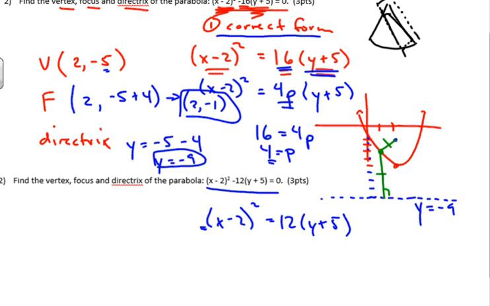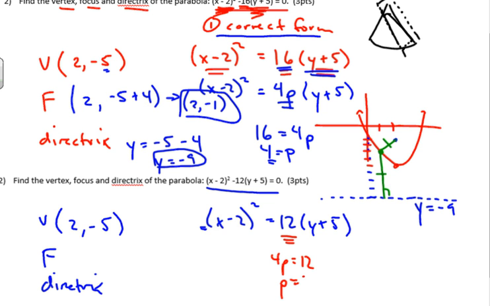Now from here, we can find our vertex. We have (2, -5). Now we have to find our focus and directrix. Once again, we have to find the p-value. So p-value comes from there. So 4p equals 12. P has to equal 3.